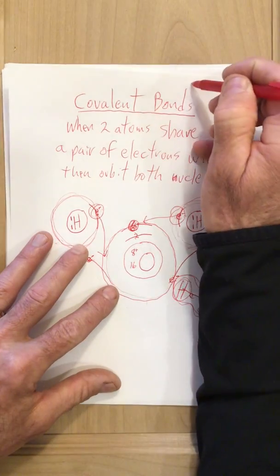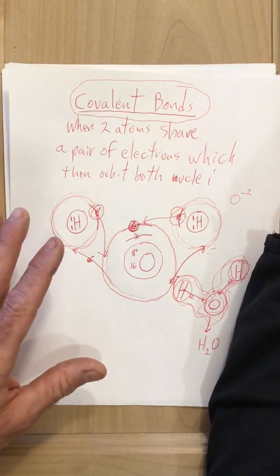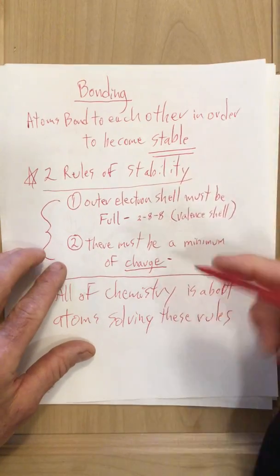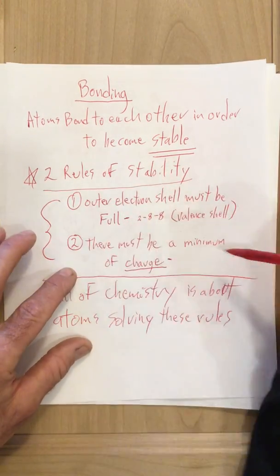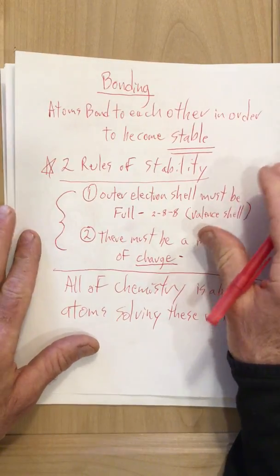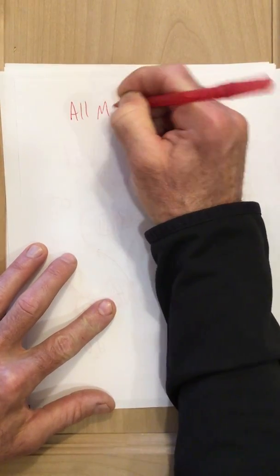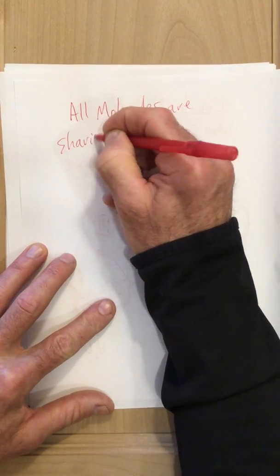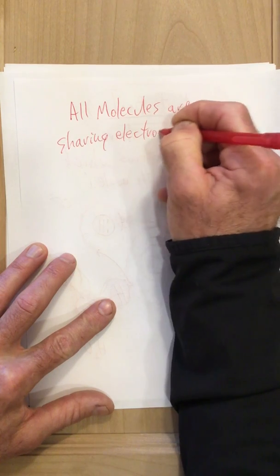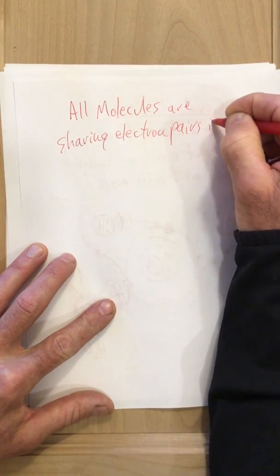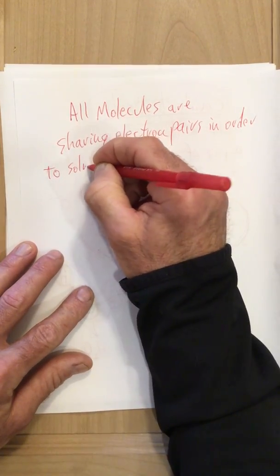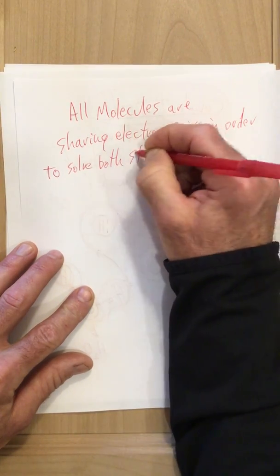Okay? This is what's called a covalent bond. A covalent bond is when pairs of electrons are shared in order to fill up your shell, and you don't get any charge as a result. So in other words, you're sort of cheating both things. You fill up your outer shell, you don't get a charge, everybody's good, and you don't have to be unstable anymore. Okay? So in other words, all true molecules are sharing electron pairs in order to solve both stability rules at once.